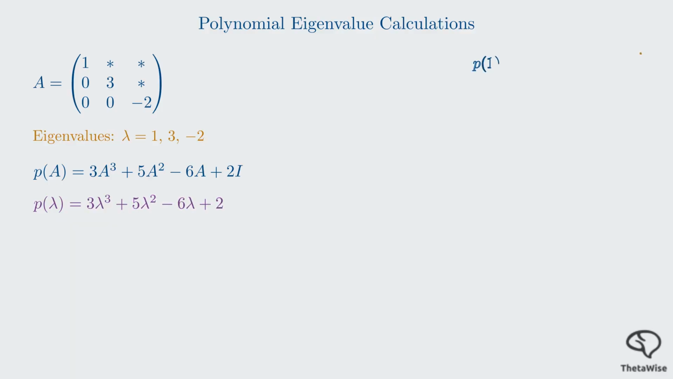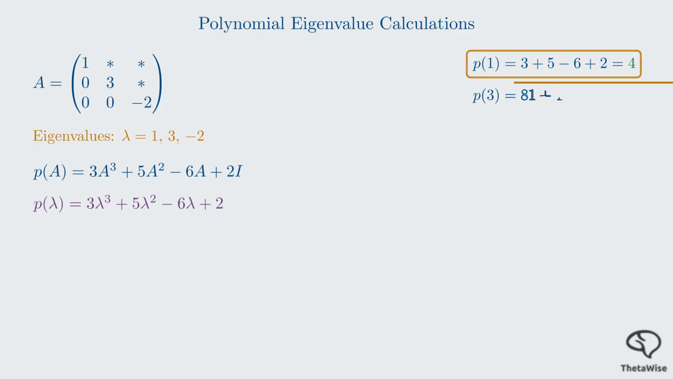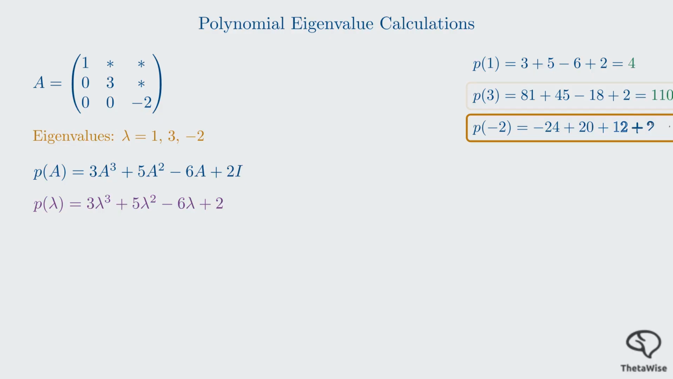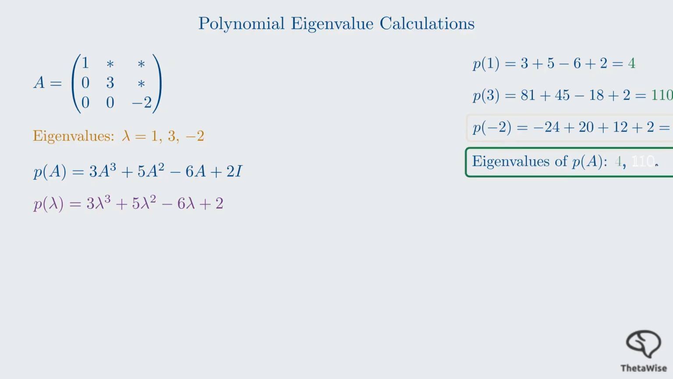At lambda equal to 1, the value is 3 plus 5 minus 6 plus 2, which equals 4. At lambda equal to 3, the value is 3 times 27 plus 5 times 9 minus 6 times 3 plus 2, 81 plus 45 minus 18 plus 2, which equals 110. At lambda equal to -2, the value is 3 times -8 plus 5 times 4 minus 6 times -2 plus 2, -24 plus 20 plus 12 plus 2, which equals 10. Thus, the eigenvalues of the matrix expression are 4, 110, and 10.